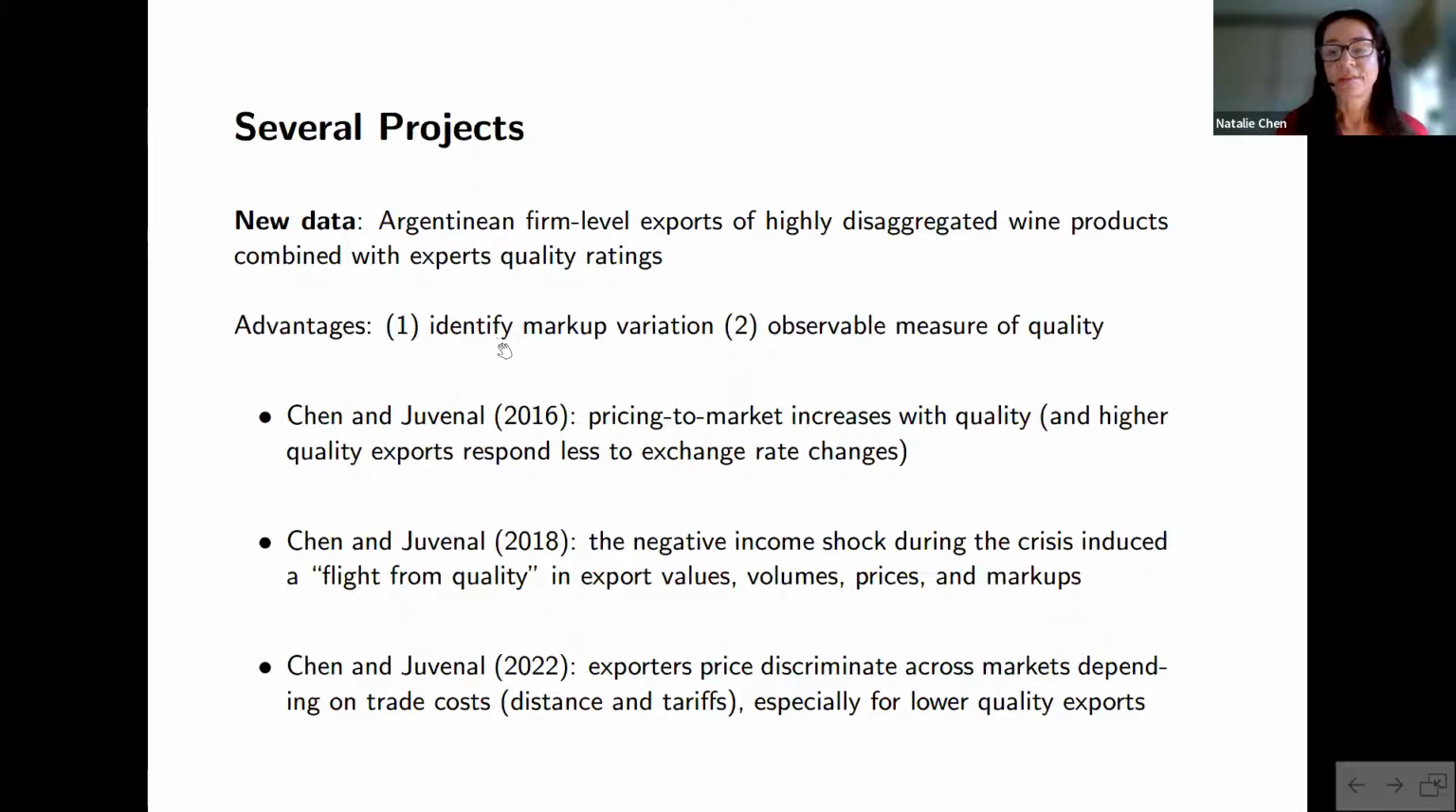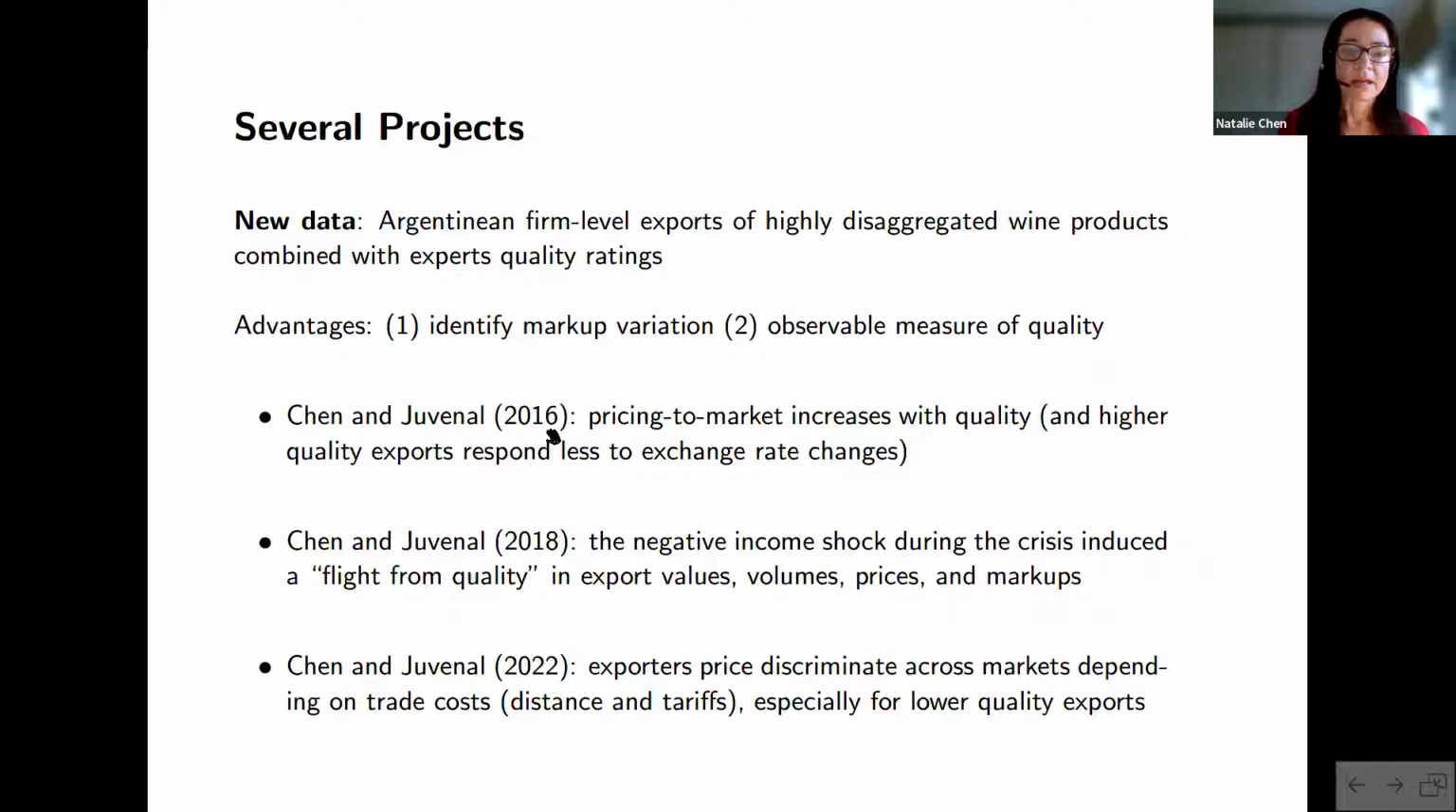The first is that the data are very highly disaggregated, as I will show you later, which means that, by controlling for appropriate fixed effects in the regressions, we can identify the variation in markups of those Argentinian wine exporters. And the second main advantage is that we have an observable measure of quality that we can use to explain prices, but also markups. So we have used this data set in several projects in order to understand how markups vary in response to different types of shocks and to look at the heterogeneity across different levels of quality.